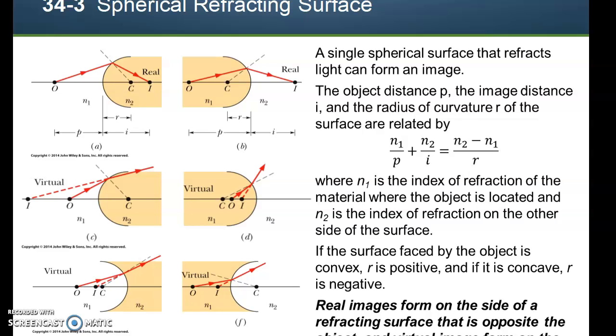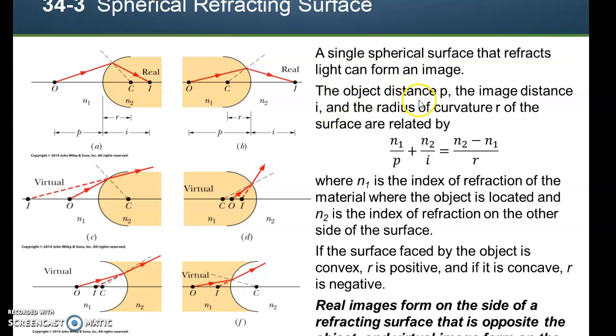fractions were right there. Now we're going to talk about spherical refracting surfaces. Before we were talking about reflection, but what happens is if you have a medium that is of a different refractive index, then the light, instead of just bouncing back or showing up as an image, is going to be changed because of that refractive index. So it's going to be shifted some. So a single spherical surface that refracts light can form an image, right?